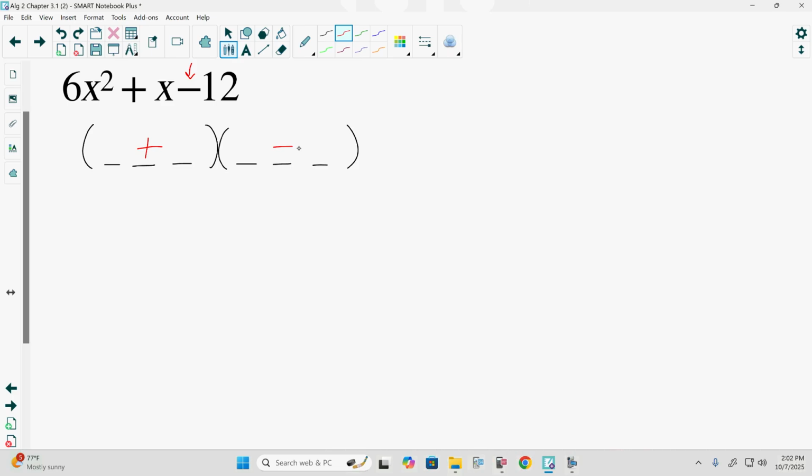Six x squared. Well, the factors of x squared are x and x. Now, the factors of 6, 1 and 6, or 2 and 3. We'll hold off on putting those in a minute. Factors of 12 are 1 and 12, 2 and 6, 3 and 4.